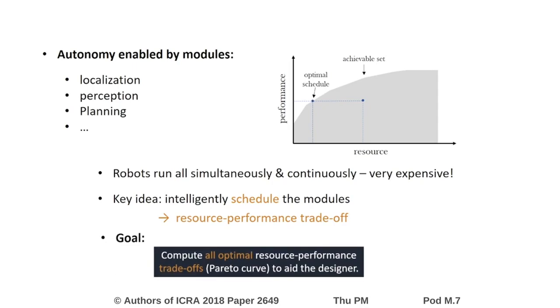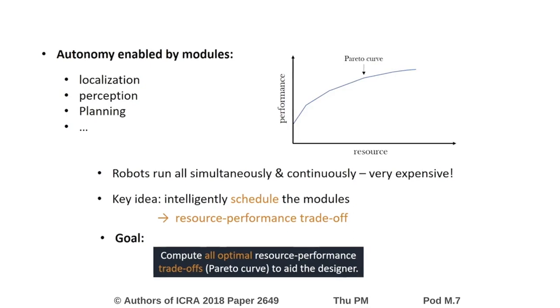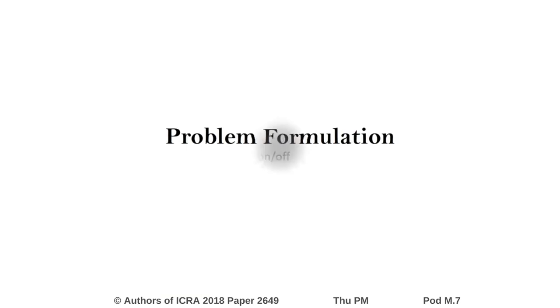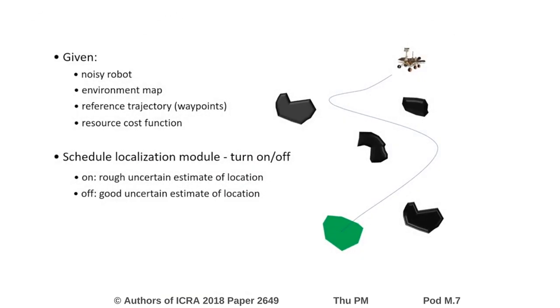Our goal is to compute the set of all optimal resource performance trade-offs, also known as the Pareto curve, to aid the designer. To this end, we formulate a problem where a robot moves in an environment by following a reference trajectory in the form of a series of waypoints. The resource usage of the robot is given as a cost function, and we want to schedule the use of the localization module according to the resource performance objectives.